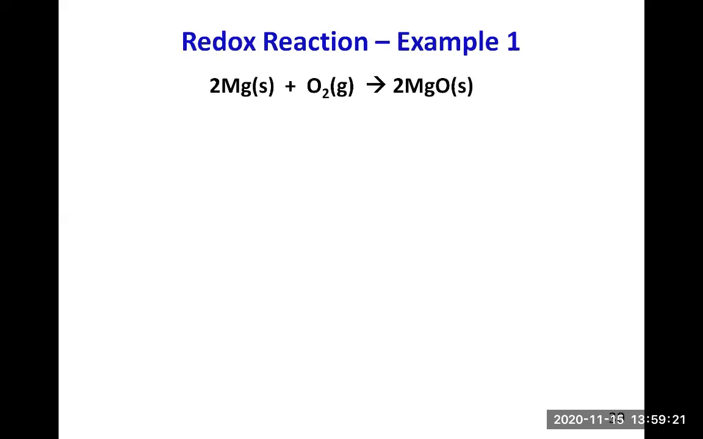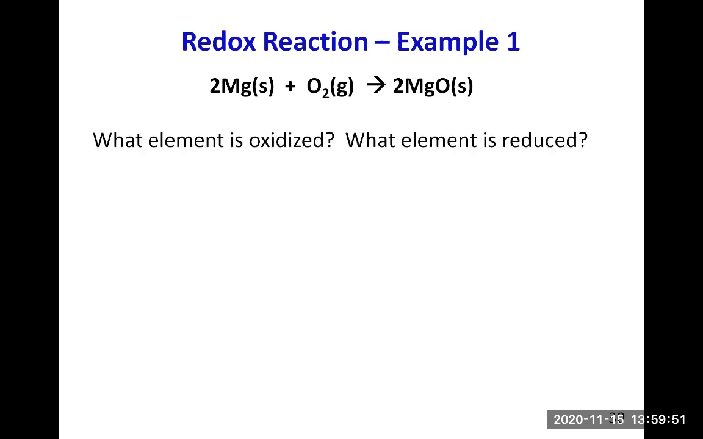So let's look at an example. 2 magnesium solid reacts with oxygen gas to form 2 magnesium oxide solid. The magnesium is a gray silver metal. It reacts with oxygen from the air, and you need a flame to start the reaction. It will burn and give the magnesium oxide, which is a white powder. So which element is oxidized and which is reduced?